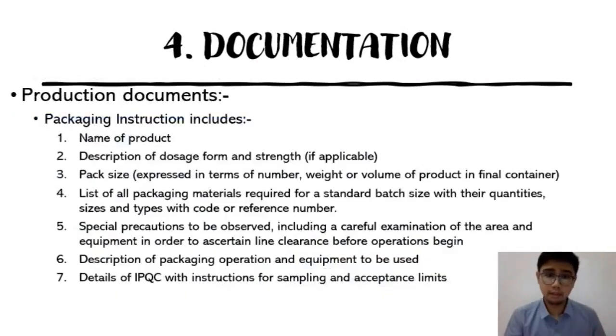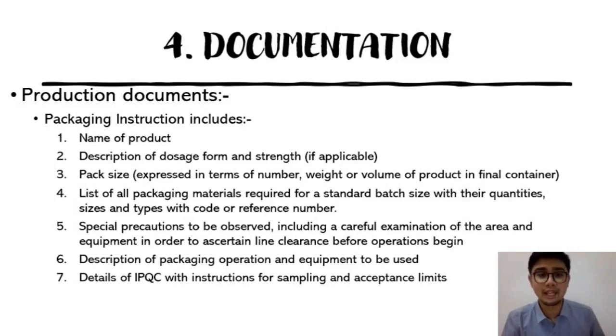The second production document is the packaging instruction. Unlike the previous document we discussed, packaging does not have a packaging formula, as typically the packaging materials needed and their instruction are not as many and as complicated as the production process and instruction. The packaging instruction possesses three parts of information. The first one is the information on the product, which are its name, dosage form, strength, and its pack size, which is expressed in terms of number, weight, or volume.